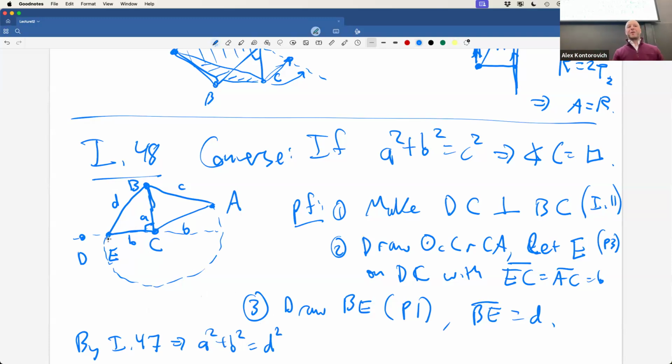Yes, you're absolutely right. The better way to say it is if I were to draw squares on b and a and d, then the squares would add up. But let's just use modern notation. It's a squared plus b squared is equal to d squared. What's our assumption about a squared plus b squared? It's also c squared. So c squared equals d squared. We assumed that we had a triangle ABC, so that a squared plus b squared was equal to c squared. Now we're trying to prove that the angle at C is a right angle.